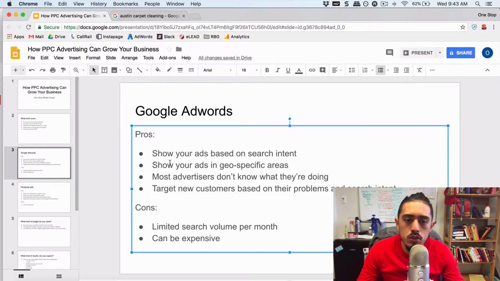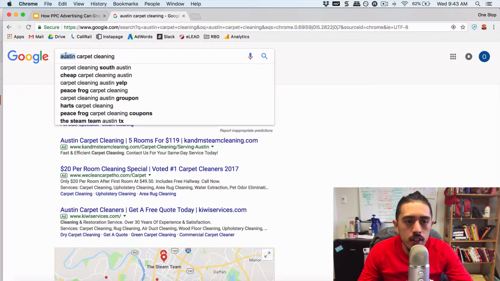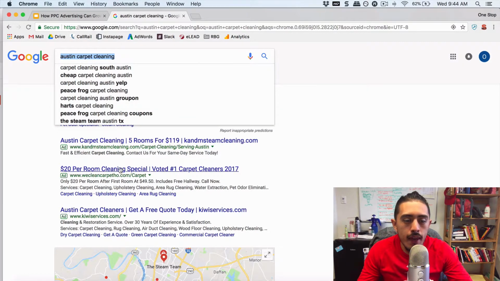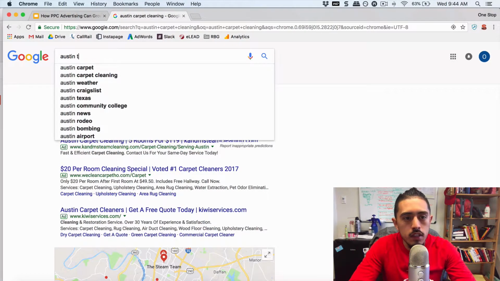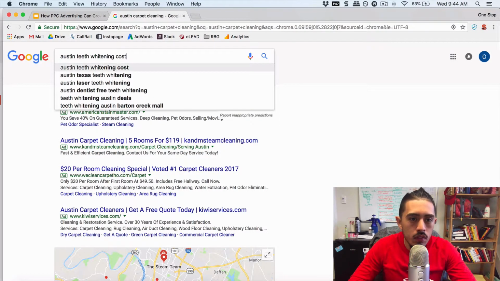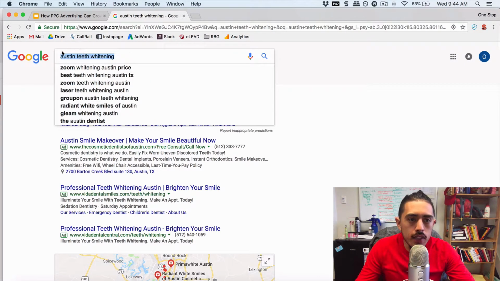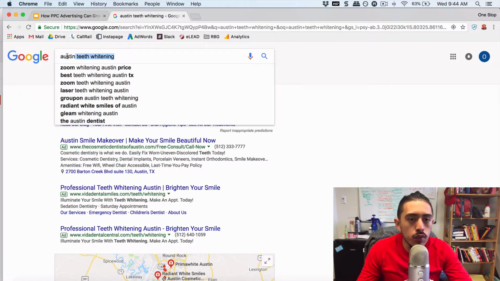So the pros of Google AdWords: you can show your ads based on search intent. Basically what that means is, again, I came here and said, I'm in Austin and I need carpet cleaning services. So I'm able to target these specific keywords to show my ad when someone searches this. If someone were to search for teeth whitening, then I can run ads targeting specifically this keyword, and now I'm going to be shown to people that are already searching for the services that I offer.